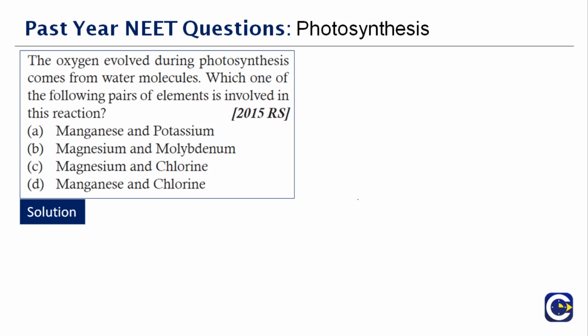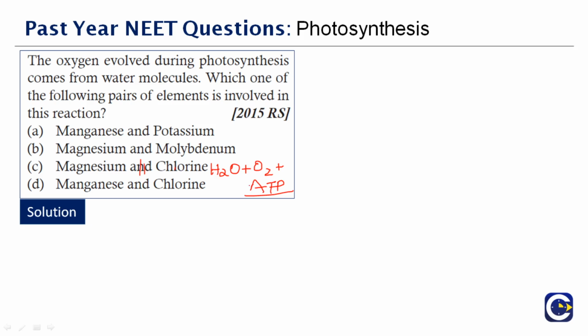Now the oxygen evolved during photosynthesis comes from water molecules. What all did we see liberated? We saw water plus oxygen plus ATP, which is liberated. ATP will be used by the plant now. Apart from that, water and oxygen. So the photosynthesis process has been carried out. So magnesium doesn't have any role to play here.